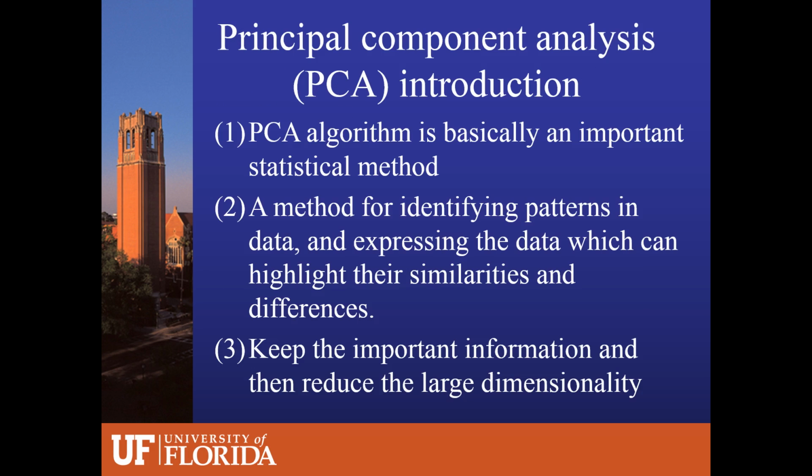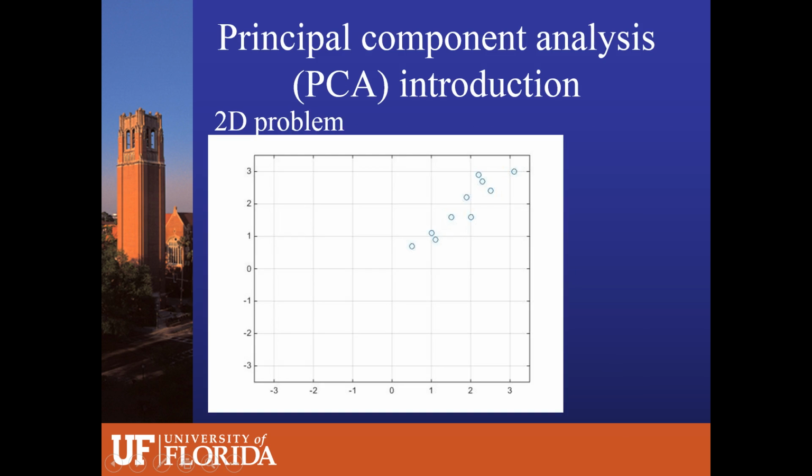Okay, first part 1. Principal component analysis, or PCA, is actually an important statistical method. It's a method for identifying patterns in data and explaining the data, which can highlight the similarities and differences. Most importantly, it can help to keep the important information and reduce the larger dimensionality. So usually the data set will contain lots of dimensions. I will use a 2D problem as an example, since a 2D problem can usually be brought to a figure.